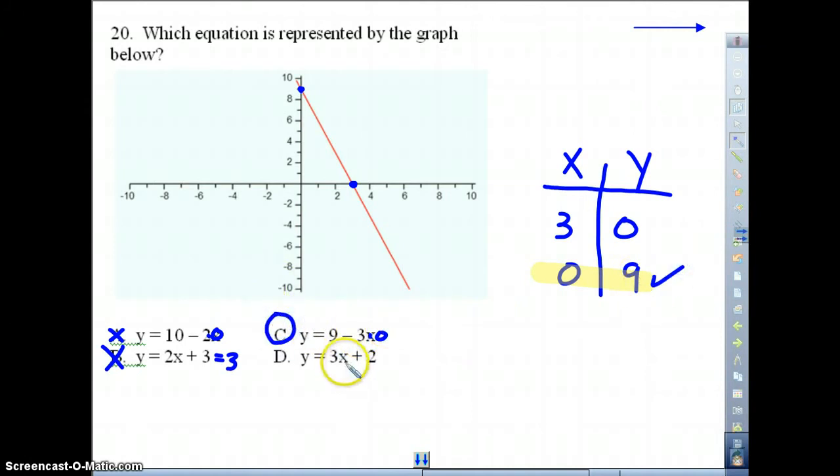Let's check it out here. 0 times 3 is 0 plus 2 is 2. Just to make sure I did my math right, I'm going to plug in a 3 right here. If I put in 3 for x, I've got 3 times 3, which is 9, and 9 subtract 9 is 0. Yeah, our answer is C. I like that. That was a good question. I don't think we've seen anything like that yet in our homework, have we? No. I like that question.